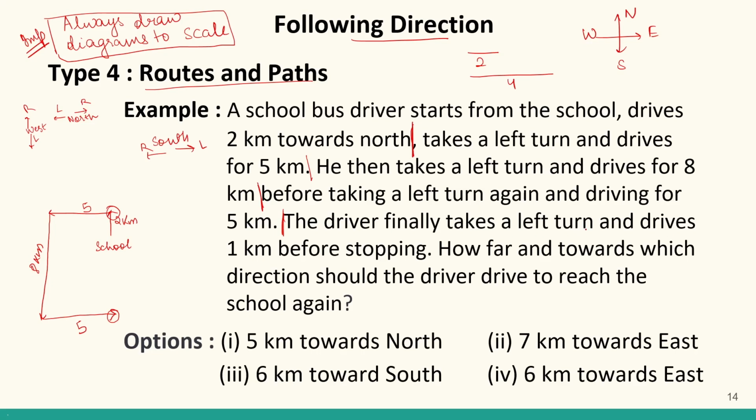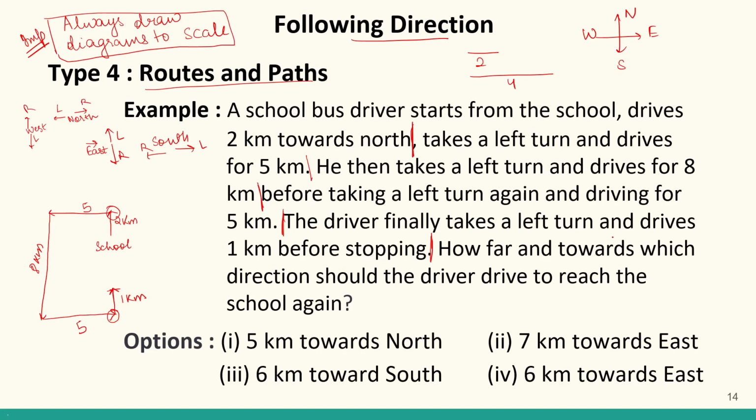Then the driver finally takes a left turn. So if we are facing east, this will be the right and this will be the left. So then the driver finally takes a left turn and drives 1 kilometer. So he took a left turn and he drove for 1 kilometer before stopping. Then he stopped. At this point, he stopped. How far and towards which direction should the driver drive to reach the school again?